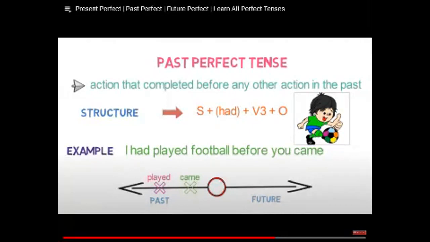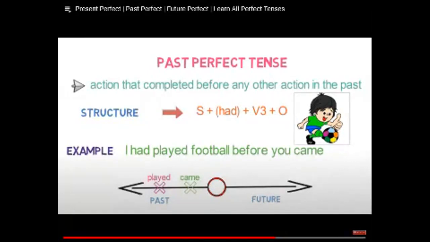What is past perfect tense? An action we have started in the past and completely done in the past before starting any other action. With an example, I can explain further. I had played football before you came. I had played football. Played is the third form of the word. One more thing I want to clear: you can use had with a singular noun as well as a plural noun. There is no other helping verb, so we can use it with both subject forms. So, I had played football before you came.